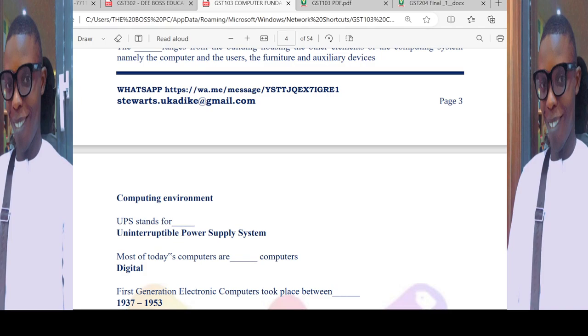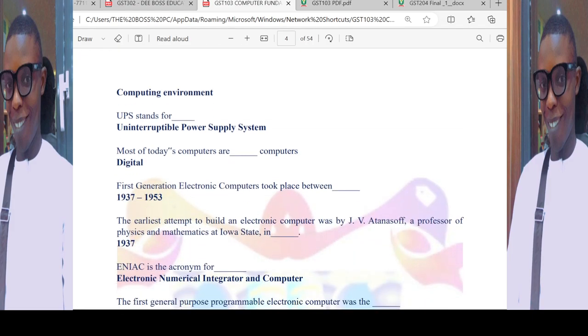The space around the computer, the people there, other devices, structures around the system that help the system in performing its duties. So we have printers, which are all somehow connected to the computer. You have desks, furniture, the air conditioners, all these things are in the computer environment. Don't forget as well the person operating the computer. The UPS stands for Uninterruptible Power Supply.